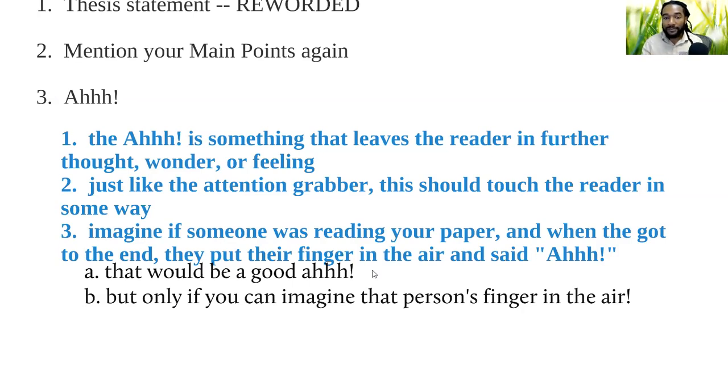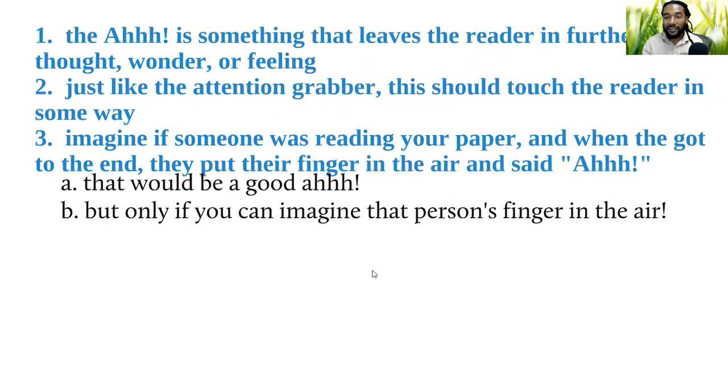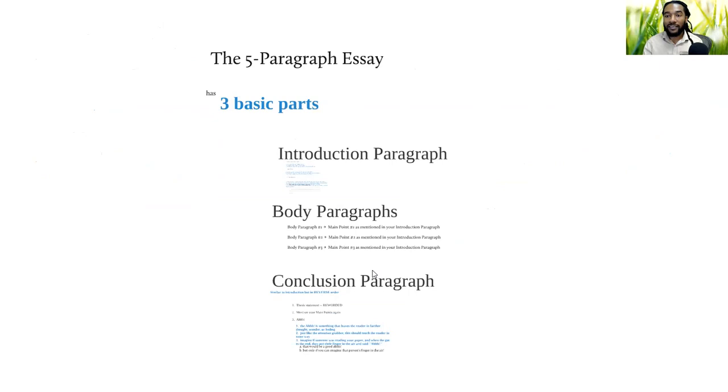So yeah, that is the 5-paragraph essay structure and strategy. Practice it, use it, love it. It is a structure, and it does have boundaries that you should play with. But as long as you don't go too far outside the boundaries, you're likely to have a good paper.